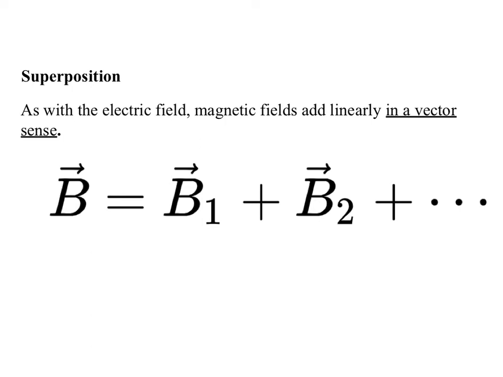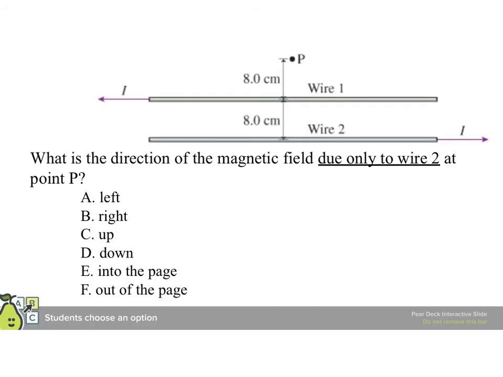All right. As with the electric field, magnetic fields add linearly in a vector sense. This is what we call superposition. They linearly superpose, meaning that the actual field at any place is just the sum of the field produced by each of the things that are producing field. We just add B1 to B2 to whatever until we get the total field. This is pointing out a thing which you probably just assumed was true, because most things are linearly superposable.